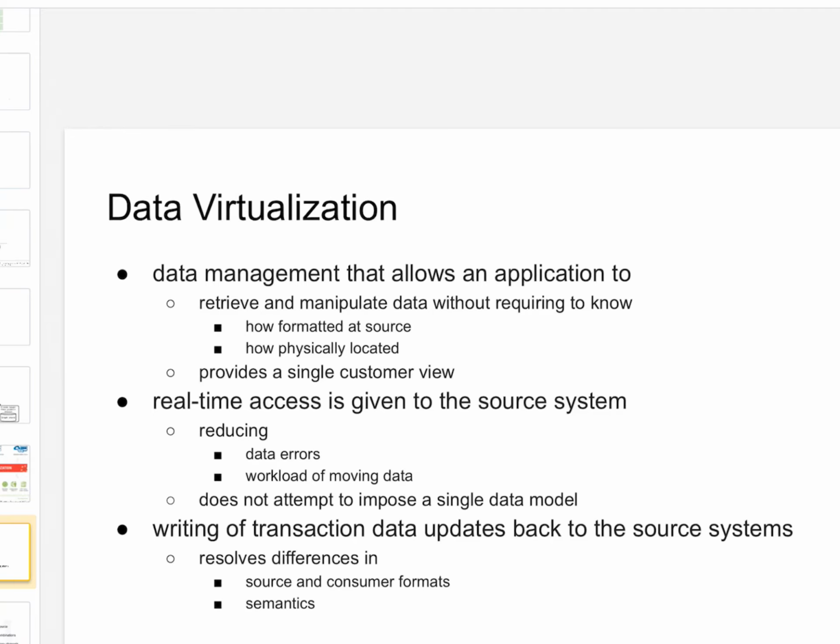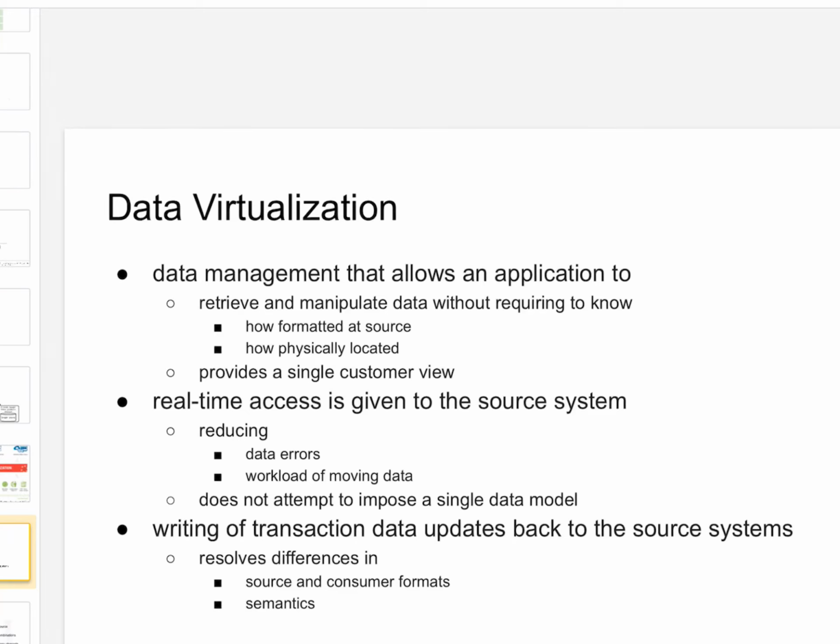On the other hand, the source system does not attempt to impose a single data model. So it is important that in an enterprise architecture, we should not attempt to have a single model everywhere, but instead this data would be in the source in whatever way that particular source could best handle the data. There's no single model here, but as a consumer we should be able to retrieve it in our preferred way.